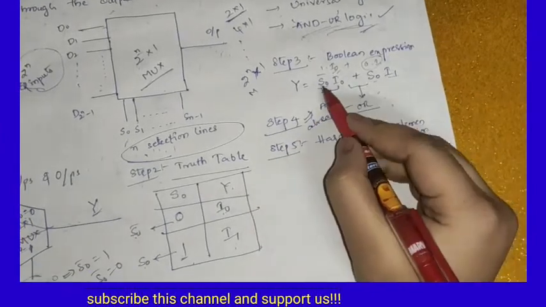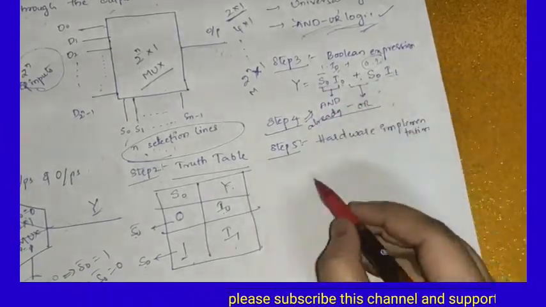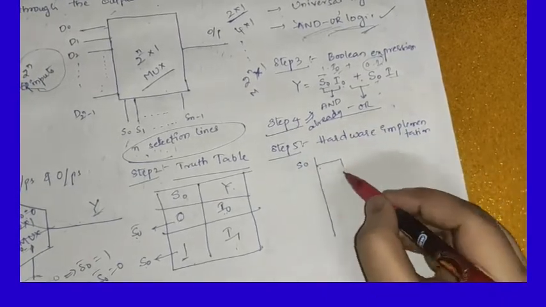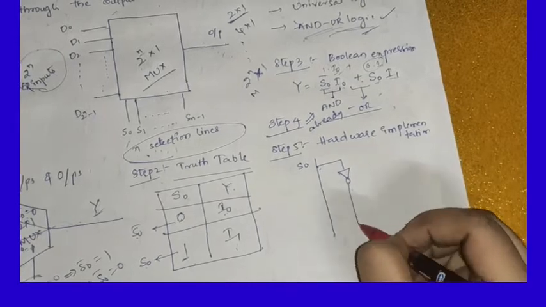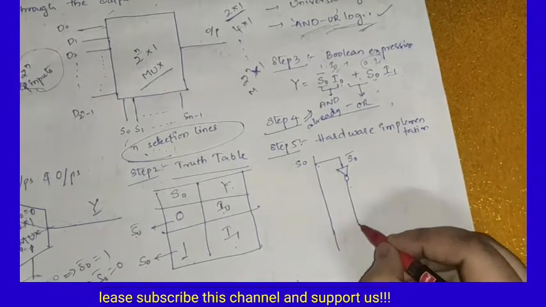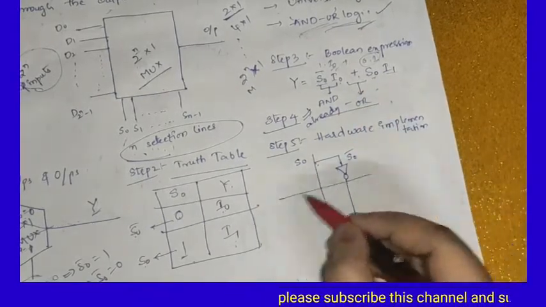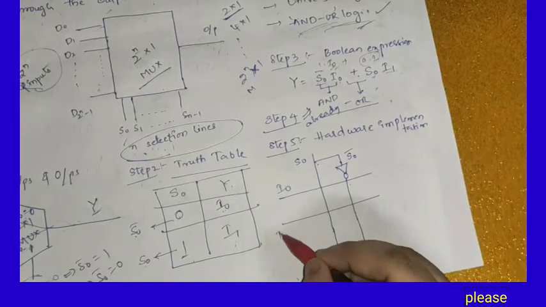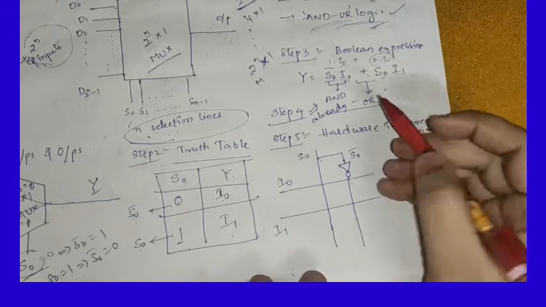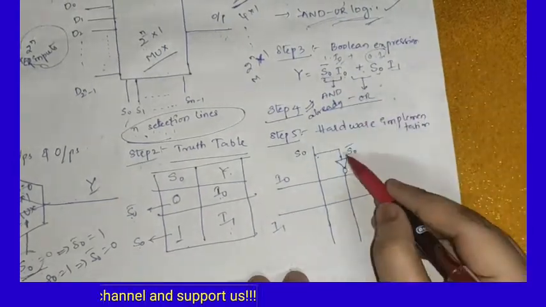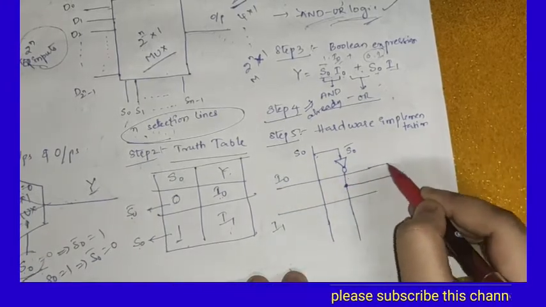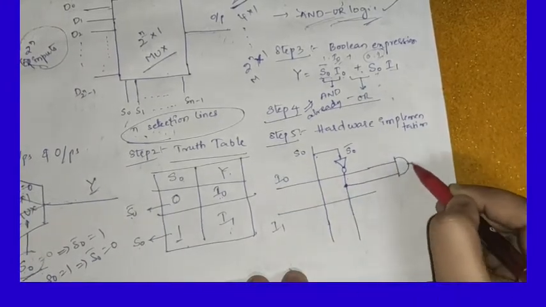So here we have the equation s naught bar I naught plus s naught I1. Take s naught and construct its inverter, a NOT gate. Then s naught will be inverted and becomes s naught bar, and the inputs are I naught and I1. Draw like this. We have the equation s naught bar dot I naught, so s naught bar is there and this is I naught. Construct the AND gate here.